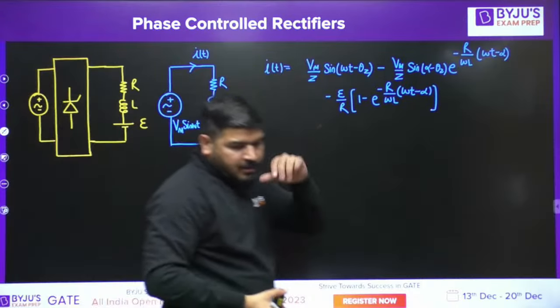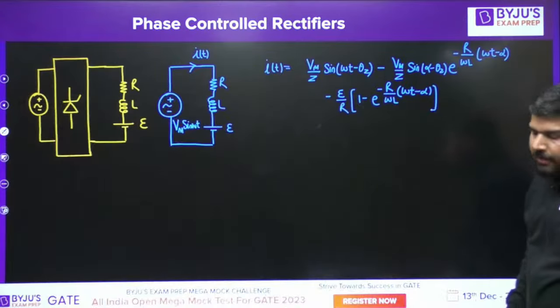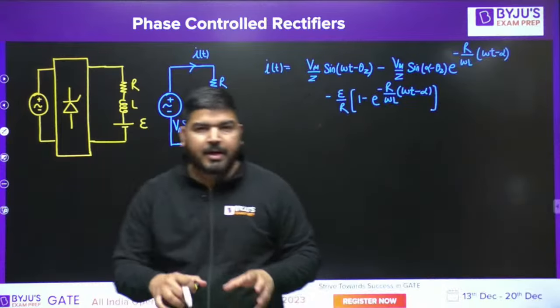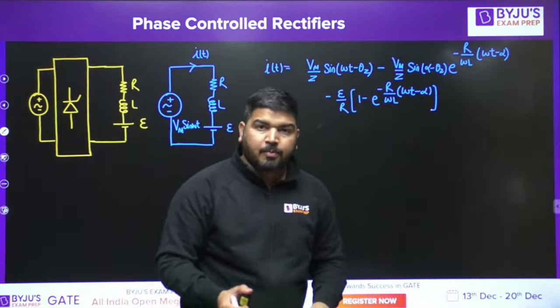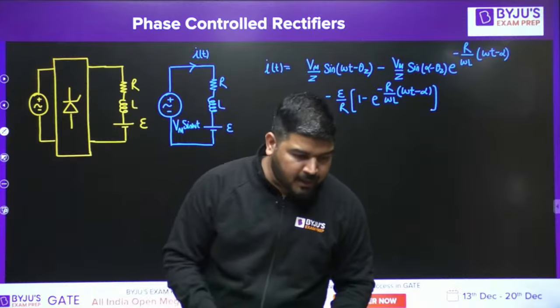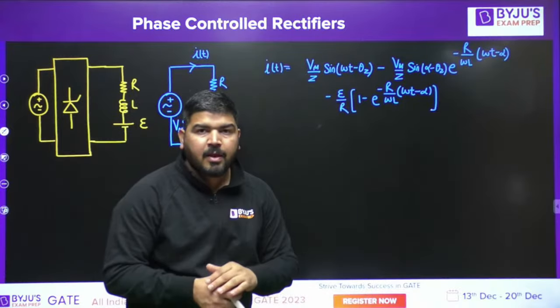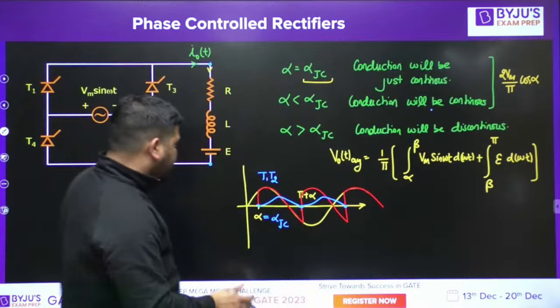And you can write this equation using AC transient. Now, if you have not understood the AC transient, then it will be difficult for you to write this equation. So please watch my lecture on AC transient, and then you can easily write this equation. So this is the current equation, guys, and this will start from 0.